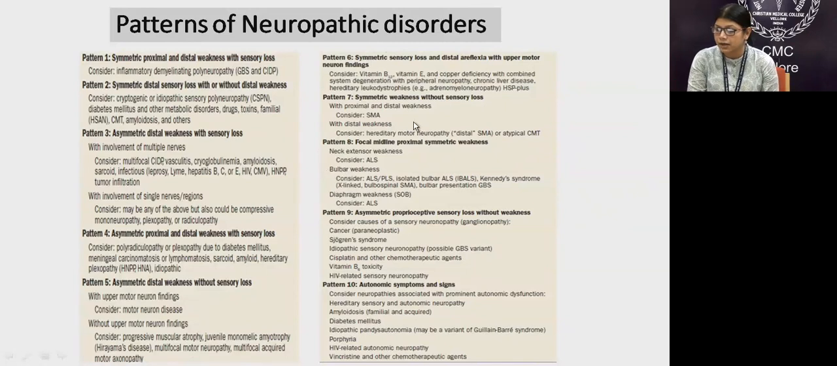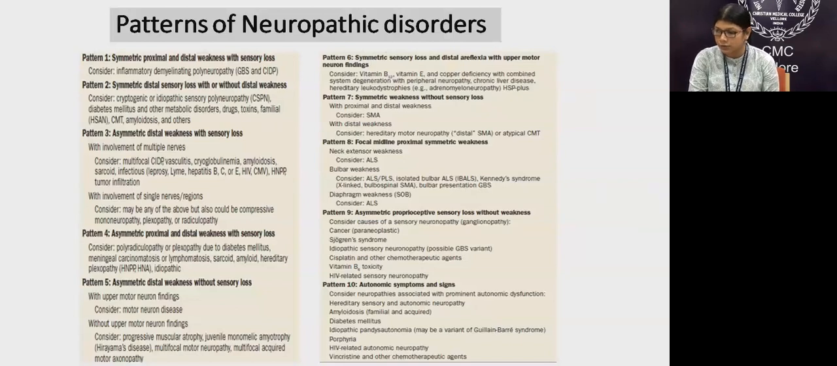The sixth pattern is symmetric sensory loss with distal areflexia with upper motor neuron findings. Now, this is myeloneuropathy, classically seen in vitamin B12 deficiency or the subacute combined degeneration. Other deficiencies like vitamin E, copper deficiency, leukodystrophy, hereditary spastic paraparesis plus syndromes, they can present with both cord involvement as well as peripheral nerve involvement.